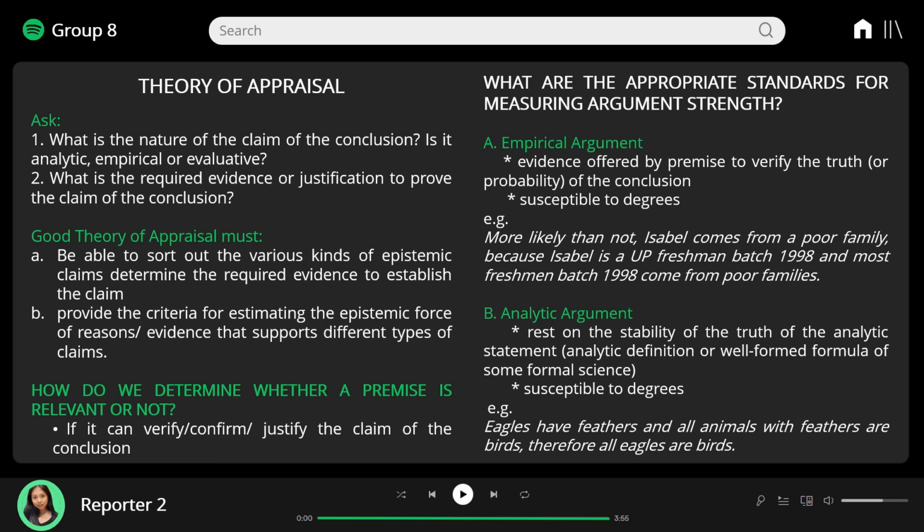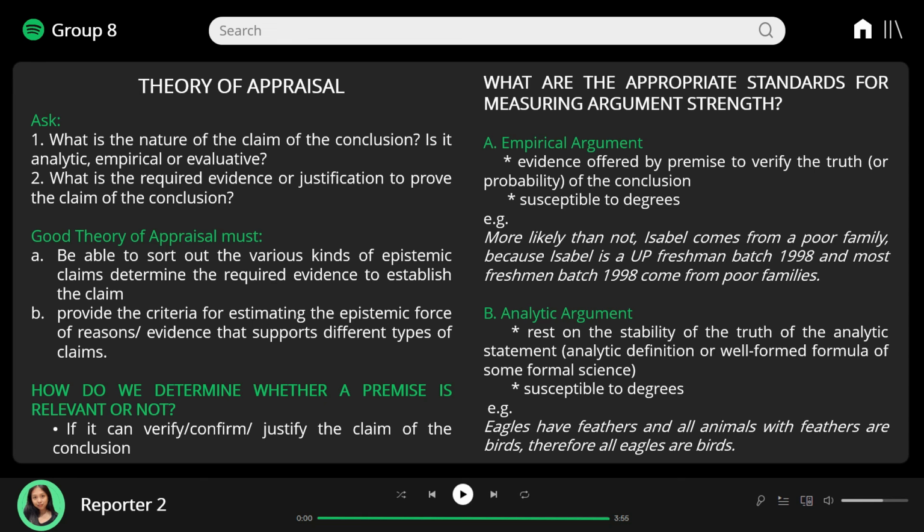Next, what are the appropriate standards for measuring argument strength? Number 1, the criteria for judging the strength of an empirical argument. It is measured by the evidence offered by premise to verify the truth or probability of the conclusion. It is also a strength of relation between premises and conclusion may be susceptible to degrees. Example, more likely than not, Isabel comes from a poor family because Isabel is a UP freshman batch 1998 and most freshman batch 1998 come from poor families. So yung evidence na provide niya is mostly ng freshman batch ng 1998 come from poor families and it is only the measure of the probability if it is true or not.